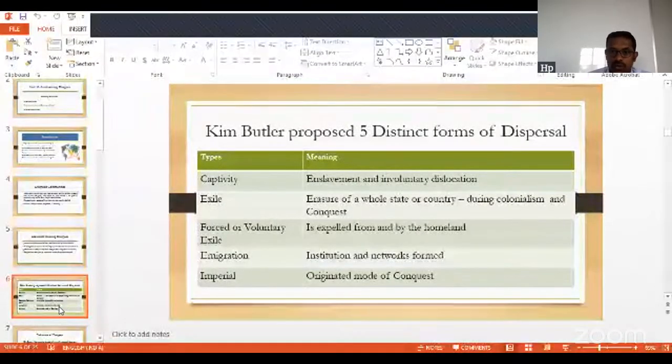And they asked us to go to their country and be part of their army. Okay, what is exile? It is the erasure of a whole state or country. And forced or voluntary exile is where a person is expelled from home and homeland. So sometimes it happens voluntarily, and sometimes it's by force.